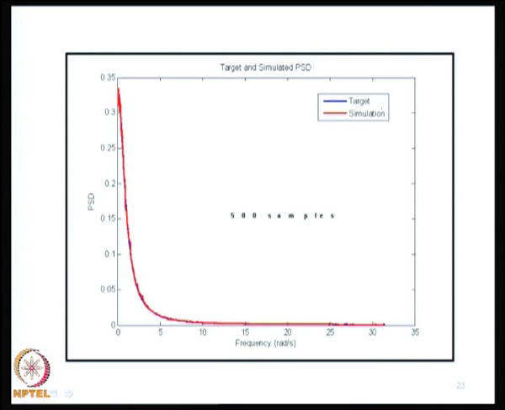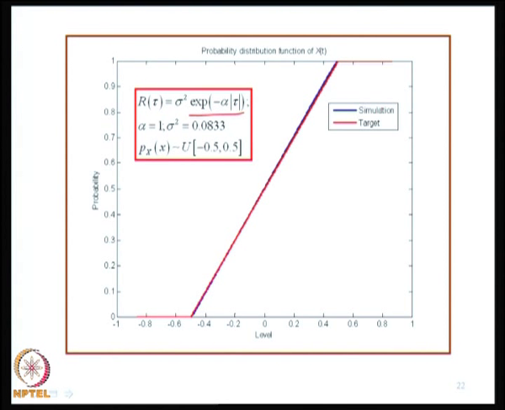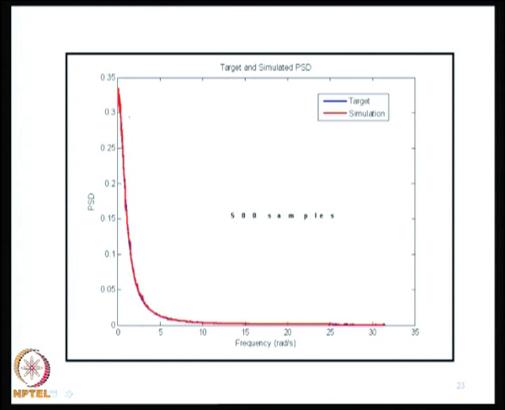Now, this is the target power spectral density function, which is actually the Fourier transform of this, which is something like sigma square alpha by alpha square plus omega square. So, that is displayed here. The red is the target and the blue is the simulated, estimated one. They show quite a good agreement, and we are unable to distinguish the two curves on this plot, and this is obtained with 500 samples.